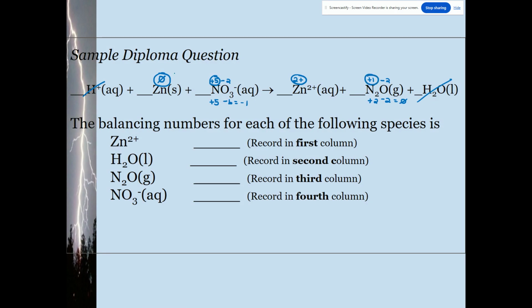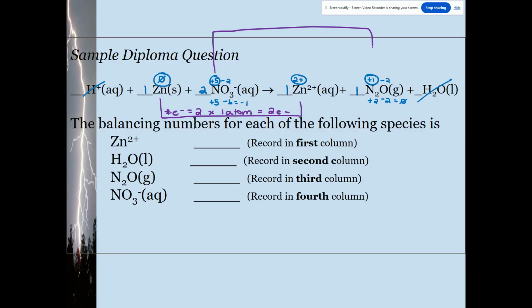Okay, my zinc, I have 1 zinc on each side. But my nitrogens, I have 2. So I need to put a 2 in front of that nitrogen and a 1 there to start. And now we use our lines to look at electron transfers. So my zinc change in oxidation number is 2, and there's 1 zinc atom on each side. So that half reaction is transferring 2 electrons.